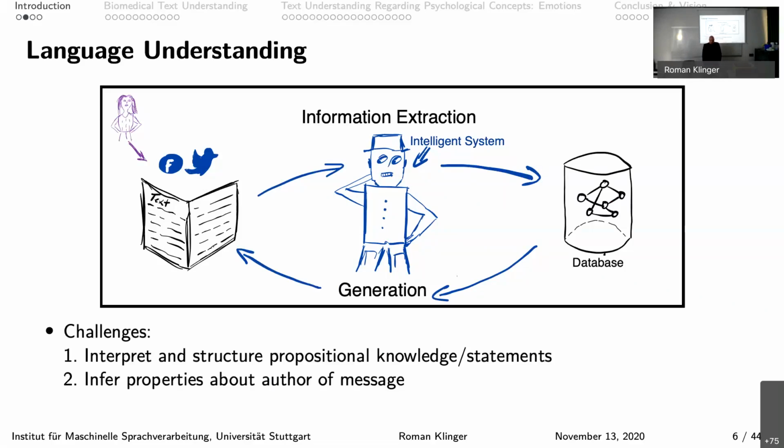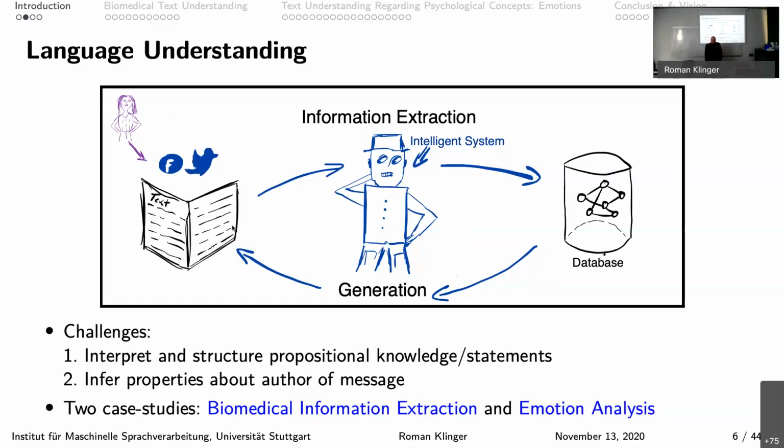So challenges here are, on the one side, of course, the classical information extraction problem. We want to interpret and structure facts, knowledge, statements from text. But there's another thing that I would, broadly speaking, also see as information extraction, which is we have the text and we would like to infer information about the person who wrote this text. So we would like to infer properties about the author of a message. Now, this is this purple woman back here who wrote all these texts.